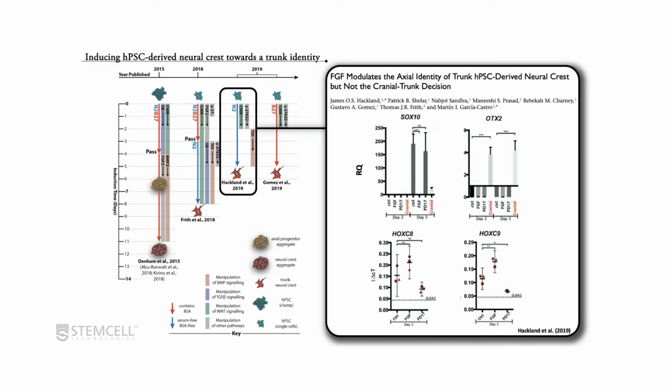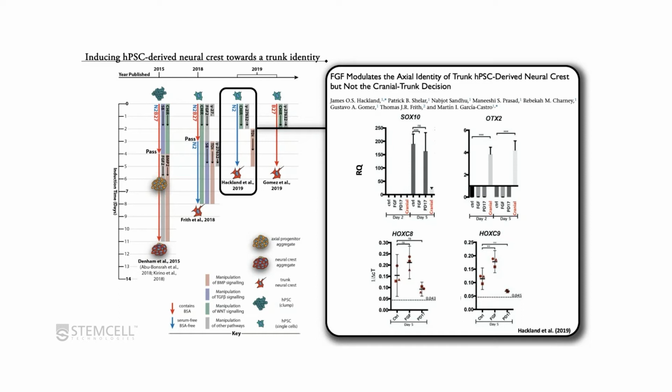Interestingly, we also identified a role for FGF in this process. FGF signaling has long been implicated in the posteriorization of tissues and utilized in most of these protocols that I've just described to you alongside Wnt to generate axial progenitors and subsequently neural crest. But we found that actually FGF is not required for either neural crest formation or an exit from a cranial identity. You can see that from the top 2 graphs here.